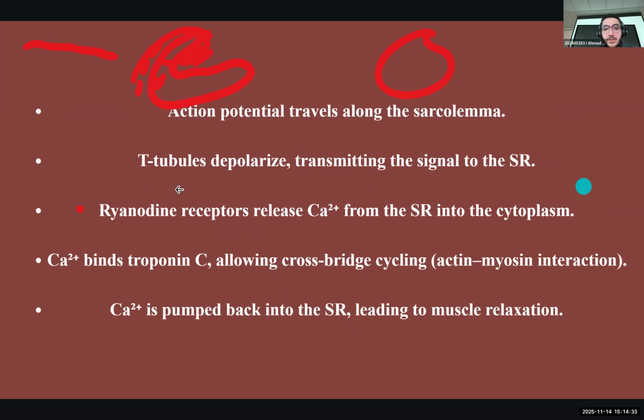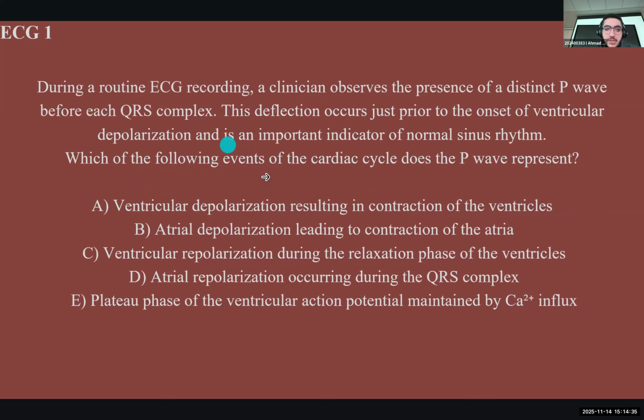So, Bismillah, now we're done with lecture two. Let's get to ECG one. During a routine ECG recording, a clinician observes the presence of a distinct P wave before each QRS complex. This deflection occurs just prior to the onset of ventricular depolarization and is an important indicator of normal sinus rhythm. Which of the following events of the cardiac cycle does the P wave represent?